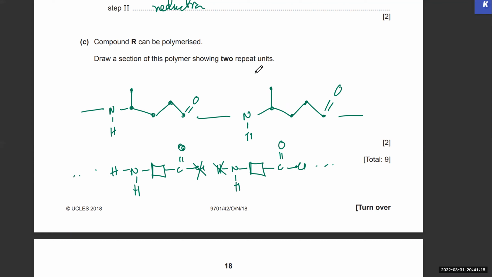And they're asking you to draw the repeat unit. So the repeat unit is this one. And you write n. That is going to repeat over and over again. Is that clear? Clear here? G section.